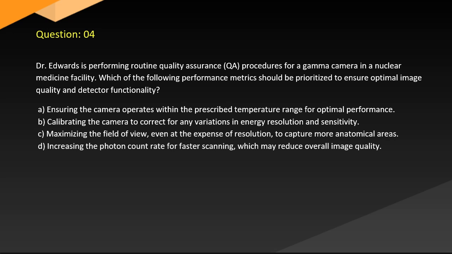A. Ensuring the camera operates within the prescribed temperature range for optimal performance. B. Calibrating the camera to correct for any variations in energy resolution and sensitivity. C. Maximizing the field of view, even at the expense of resolution, to capture more anatomical areas. D. Increasing the photon count rate for faster scanning, which may reduce overall image quality.